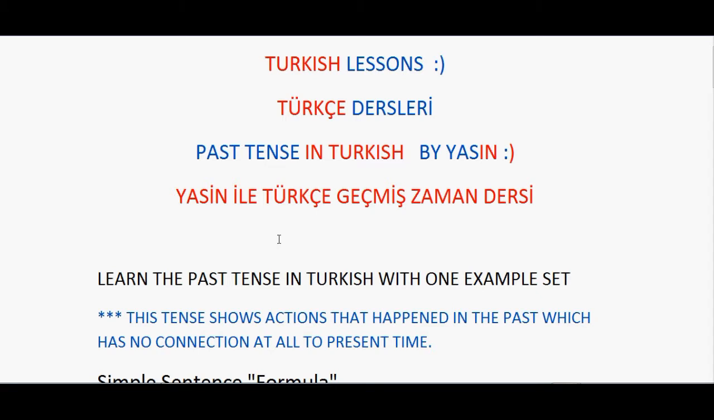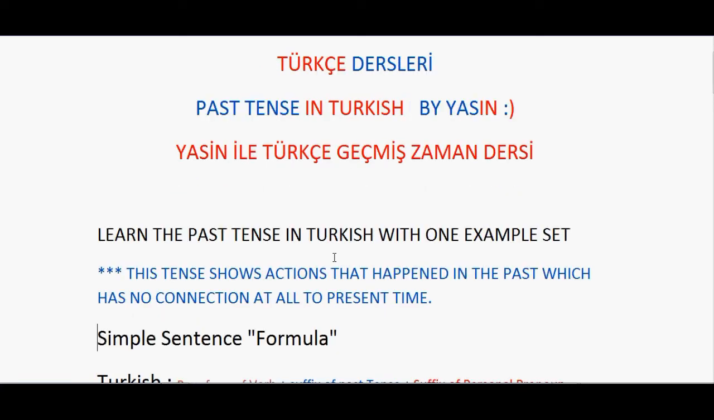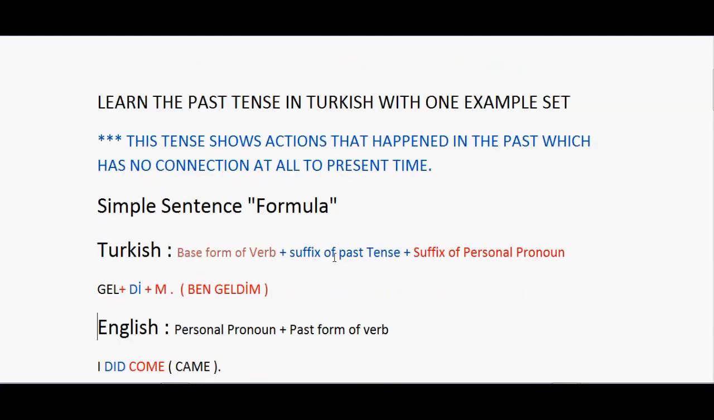Today, guys, I will help you learn how we use past simple tense in Turkish. The title here, past simple tense in Turkish, is, as you see here, geçmiş zaman. Okay, now I will give you a brief explanation before I go further. Using the past tense is the same as in English. It's all about actions that happened in the past and have no connection to the present time.